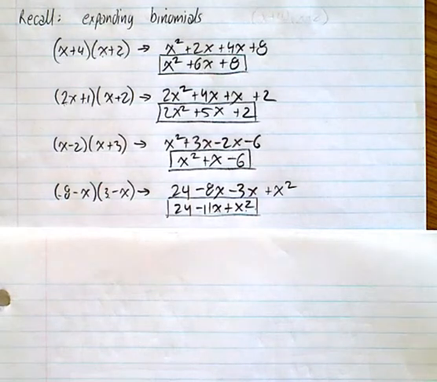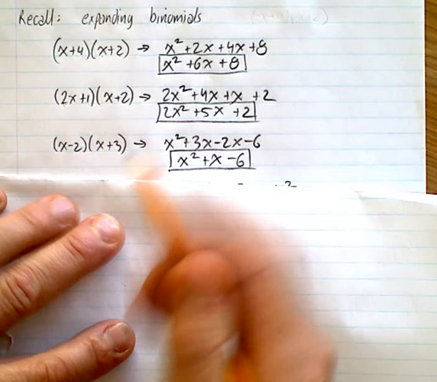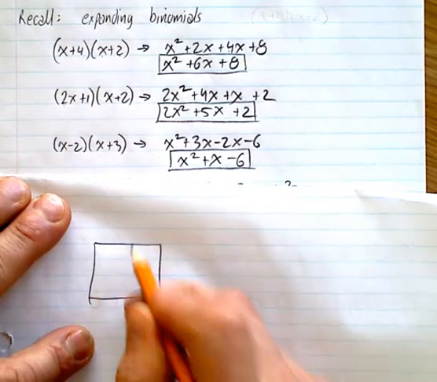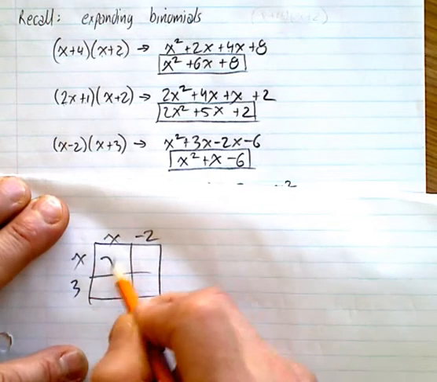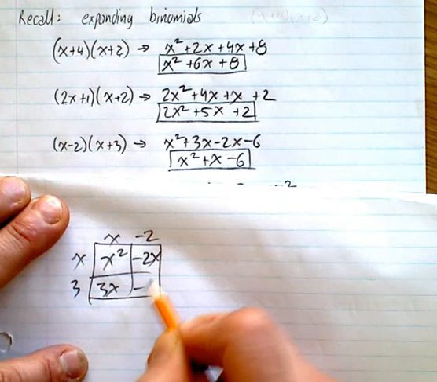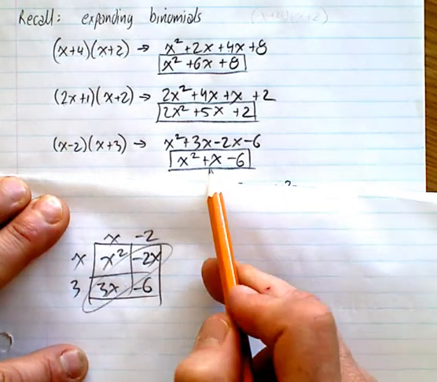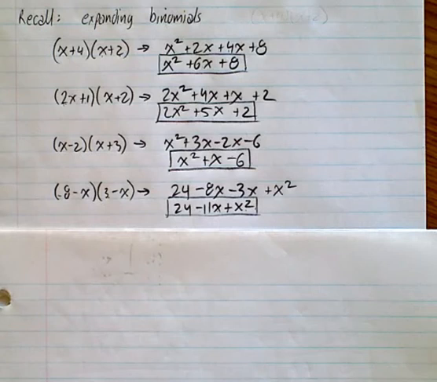We could model these all in a bunch of ways. What I'm going to show you quickly is this one here, in a rectangle diagram again, right? x minus 2, x and a 3, so x squared. That gives you a minus 2x. That gives you a 3x. That gives you a negative 6. Notice again that we're going to end up with the same thing, okay? So that, ladies and gentlemen, is the idea behind expanding.